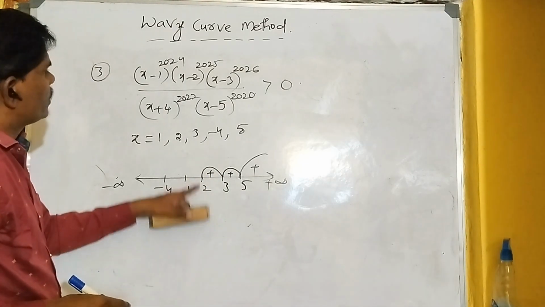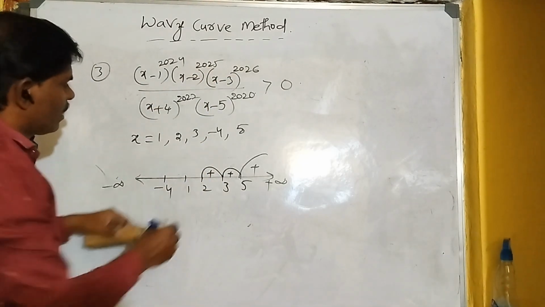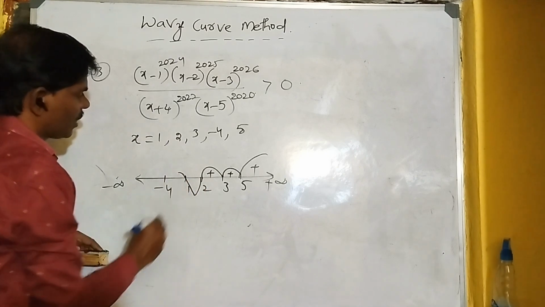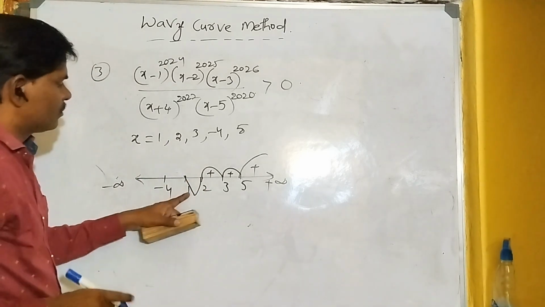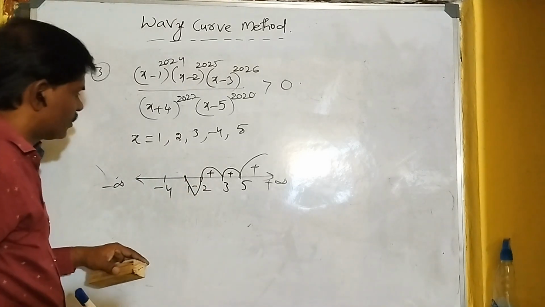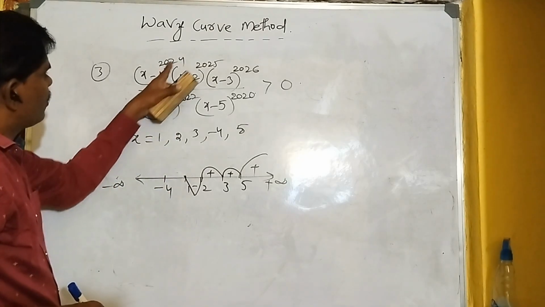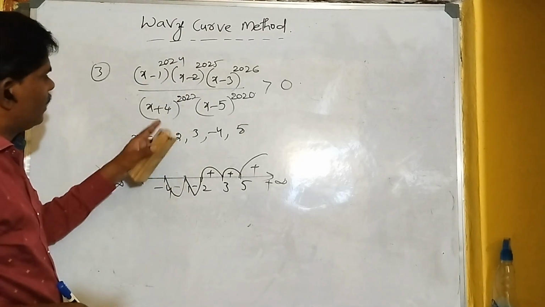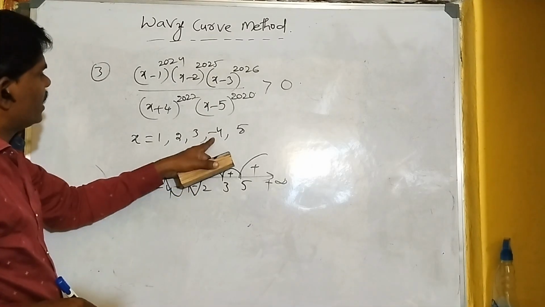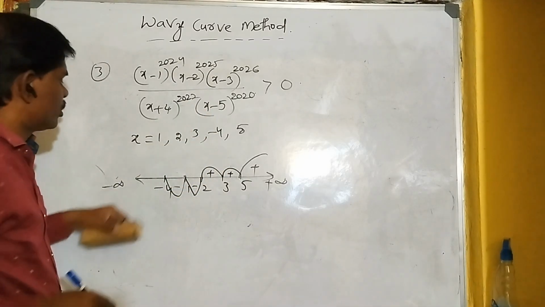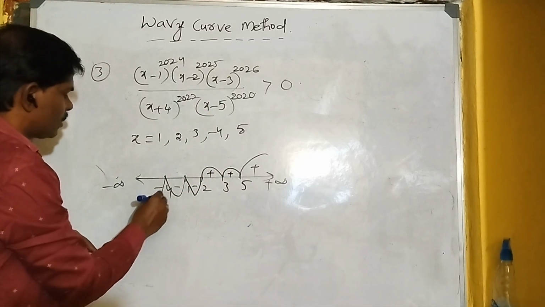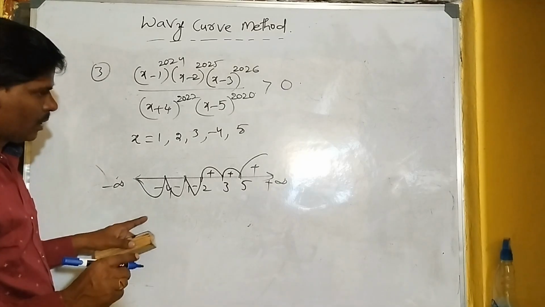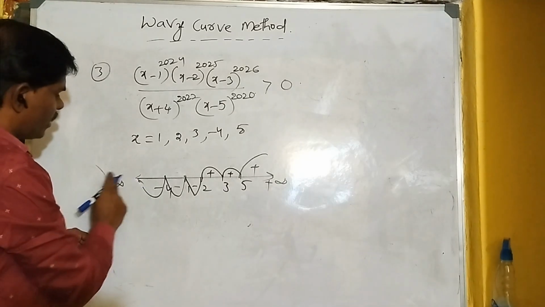Next, 2. Where is the 2? 2 is also upside. This is an odd number. Odd number means interchange the curve, so this is negative. Next, 1. 1 is an even number and does not change the curve. Next, minus 4. Where is the minus 4? 2022 is equal to, this also does not change the curve. This is also the negative part.